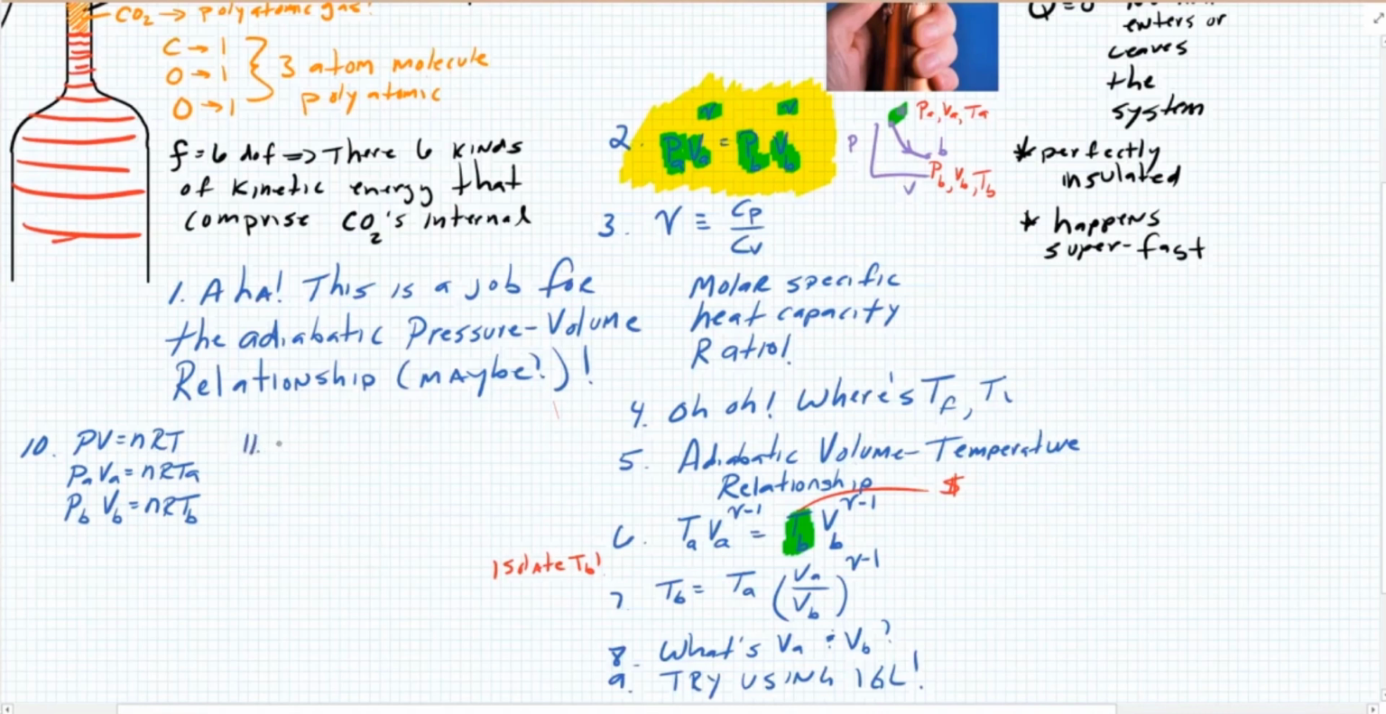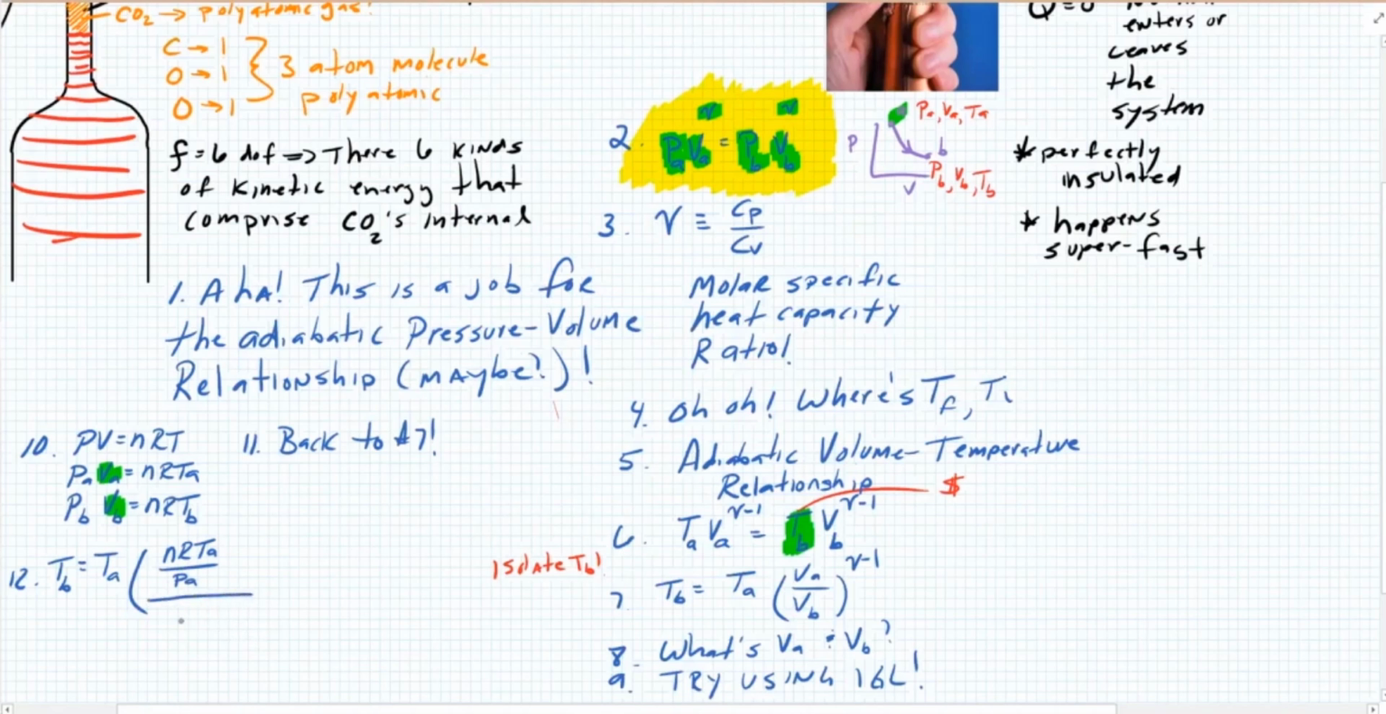Number 11 says, let's go back to number 7. So here's number 7 again. TB, which is my dollar sign, equals TA, which I have a number on, so I'm feeling pretty good. Here's VA. All right, let's do some algebra. Here's VA. Here's VB. Looking at number 7, VA can be written as nRTA over PA. All of that is VA.